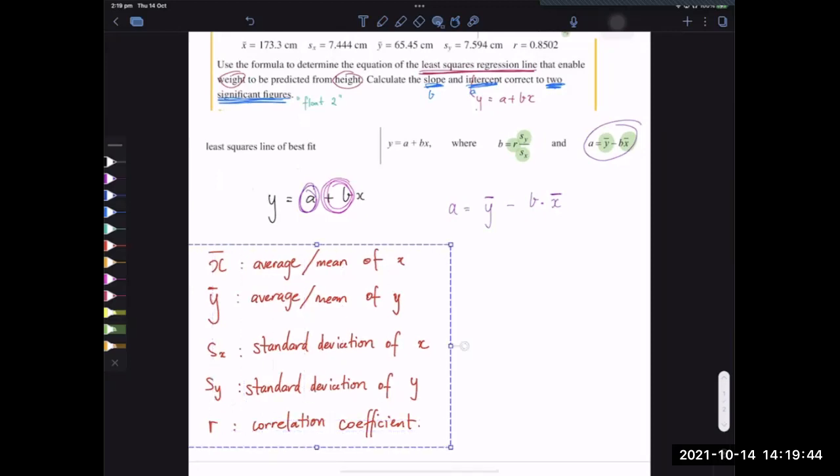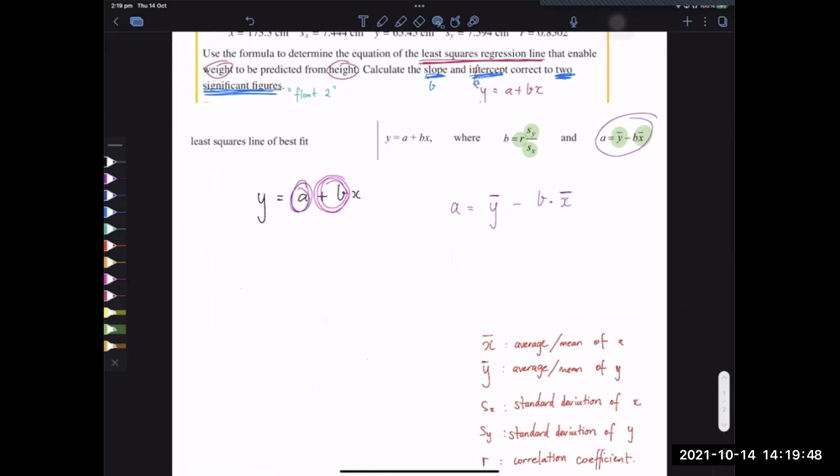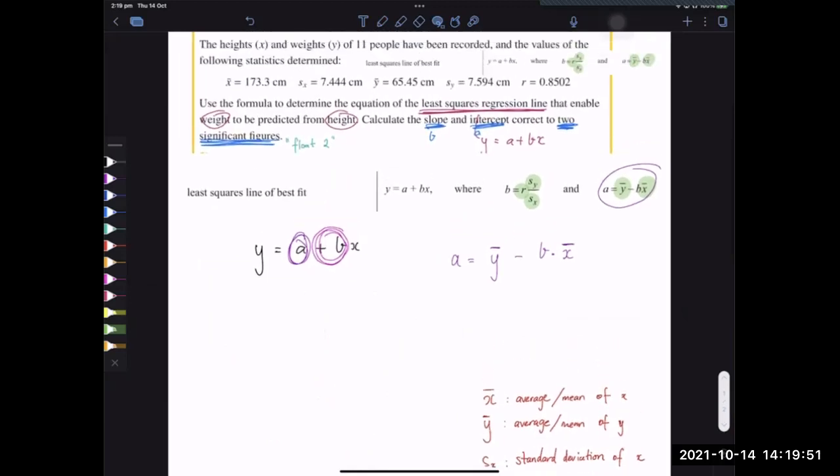Okay, so that's the understanding. That's the theory behind it, if you want to understand what you're looking at. But otherwise, you've got one formula here. You've got another formula, b equals r times Sy over Sx. And you just need to substitute, and you'll be able to find it.